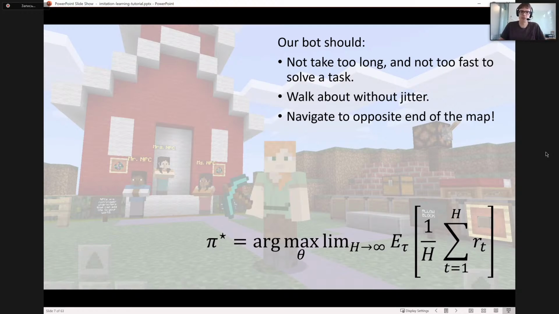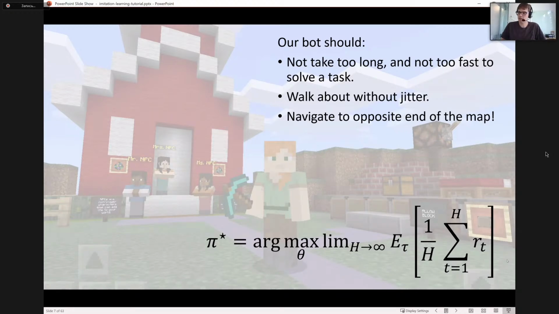It should be able to navigate to the opposite end of the map. And we're trying to accomplish these things using this formalism that we have. We have a reinforcement learning agent that's just trying to maximize these rewards.